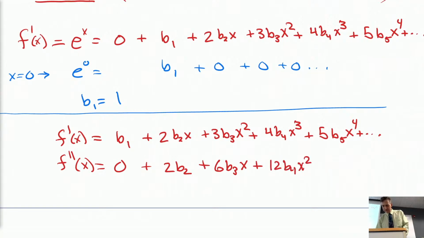12b4x squared. Very nice. And then you can probably see that that's going to be 20b5 x to the third. Sorry. And I'll bet you could even guess what the next one is. I'll tell it to you. It's 30b6 x to the fourth. And then I'll just put some dots there.